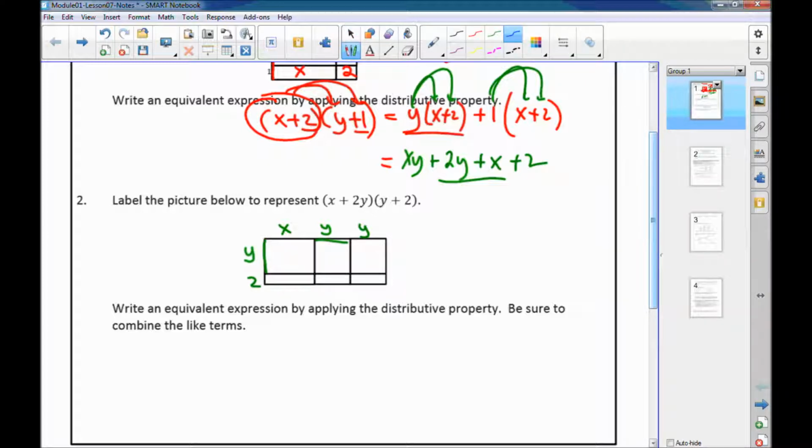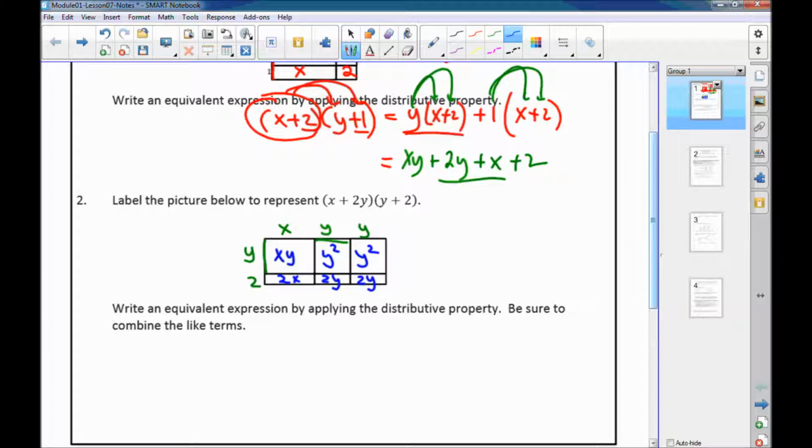So let's find the area here. We're going to do x times y for the top left. Y times y, well, that's y squared, okay? Y times y is y squared. 2 times x is 2x. 2 times y is 2y, and 2 times y is 2y.